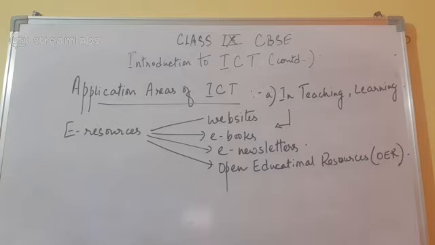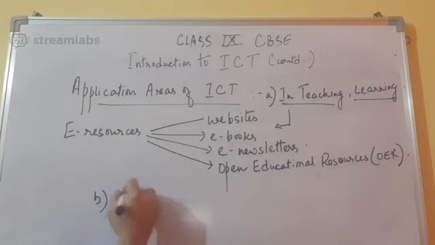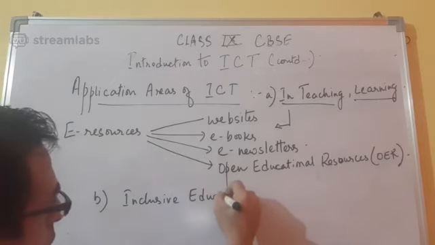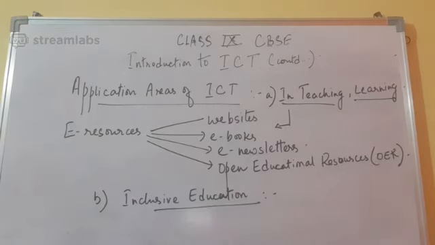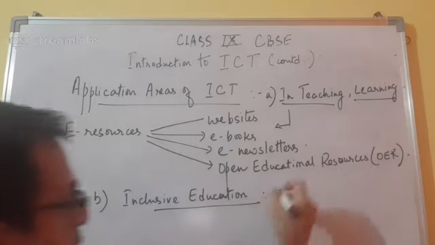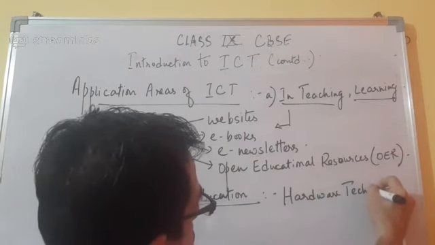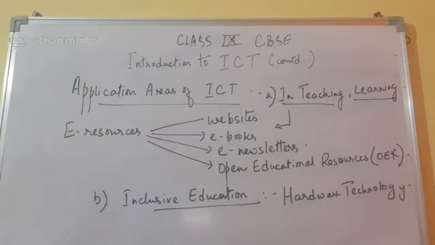So one more is there. This is the first part, and the second part is inclusive education. So inclusive education means what? These are the use of some specific devices, some hardware technology also being a part of it. Hardware technology also becomes a part of your learning. Now in that case, what can be there?